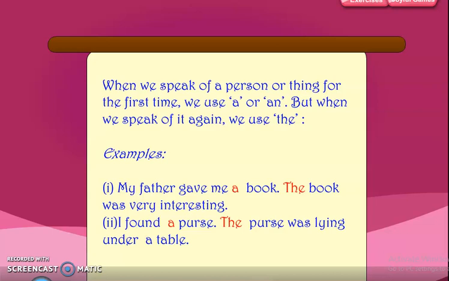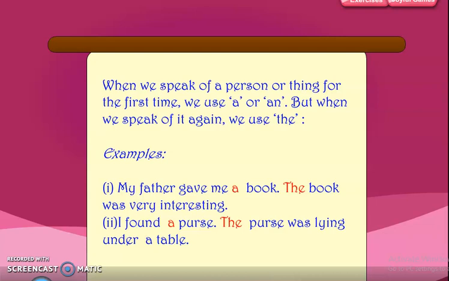When we speak of a person or thing for the first time, we use a or an. But when we speak of it again, we use the. Examples: My father gave me a book. The book was very interesting. I found a purse. The purse was lying under a table.